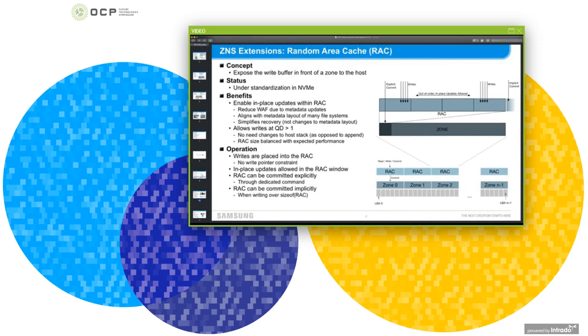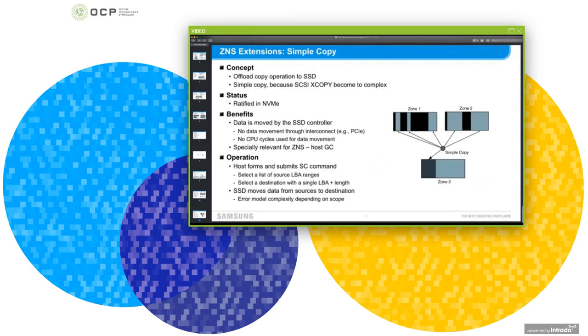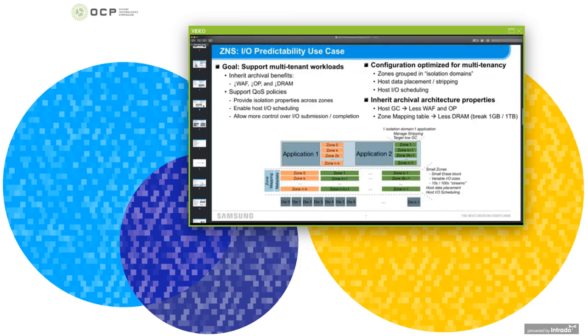That is these random error caches that we're nowadays standardizing in NVMe, and also the concept of simple copy, which is already ratified in NVMe, which basically allows us to offload copies from one zone to another without going through the host CPU. This becomes very, very relevant when an application manages different zones and wants to move data to do the host-assisted garbage collection.